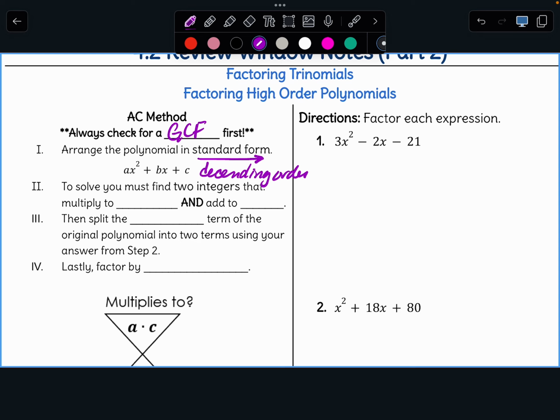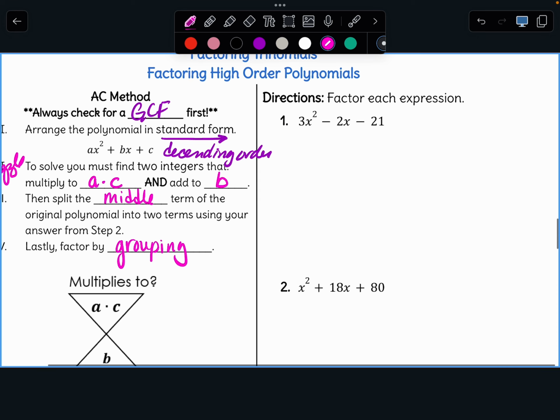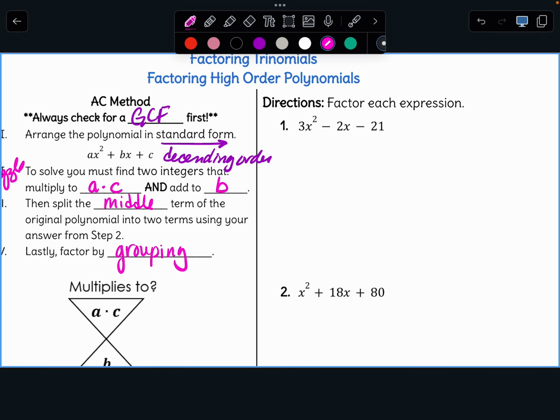To solve, we're going to use the X puzzle. We need to find two numbers that multiply to be AC and add to be B. Then we split whatever the middle term is and use grouping to solve. So we'll do the first one just because this one is more in depth than the other ones.